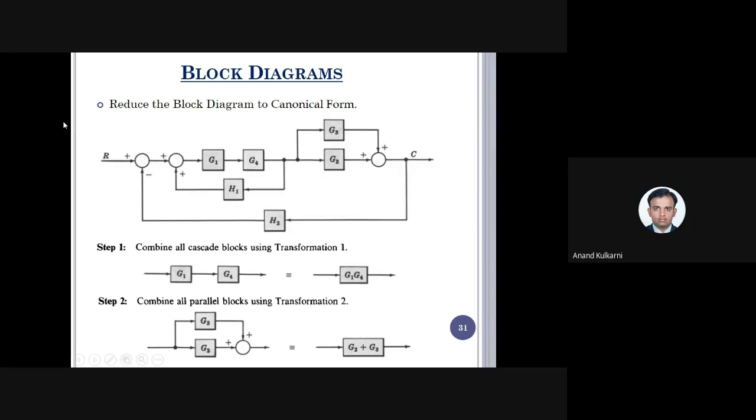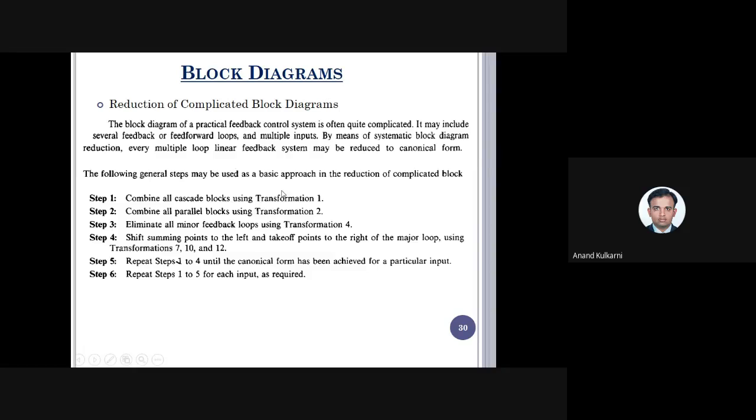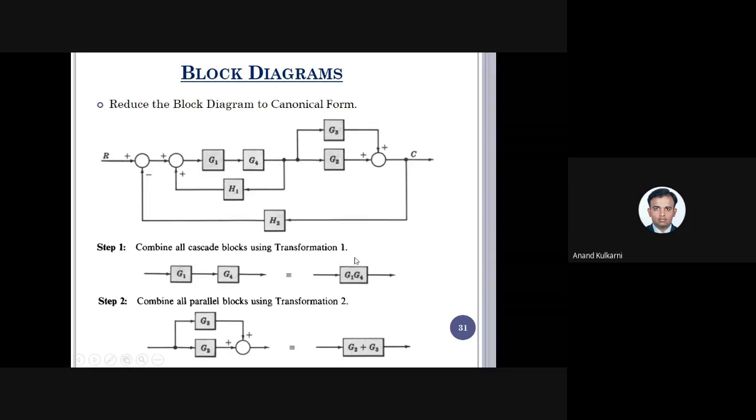Now there is one thumb rule. There are a few steps which are followed. The following general steps may be used as a basic approach in reduction of a complicated block diagram. These are the steps you can follow in order to solve a complicated block diagram. We have taken down the steps here, so we'll discuss them here.